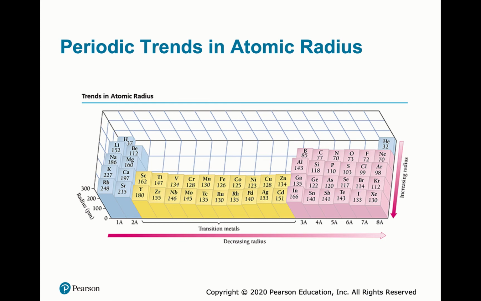So the smallest element in its pure form is helium. Helium is the smallest element. And of this chart, the largest element is rubidium. There is francium, but francium is very unstable. It doesn't exist for very long. That's even below rubidium. The radioactive means it's unstable.